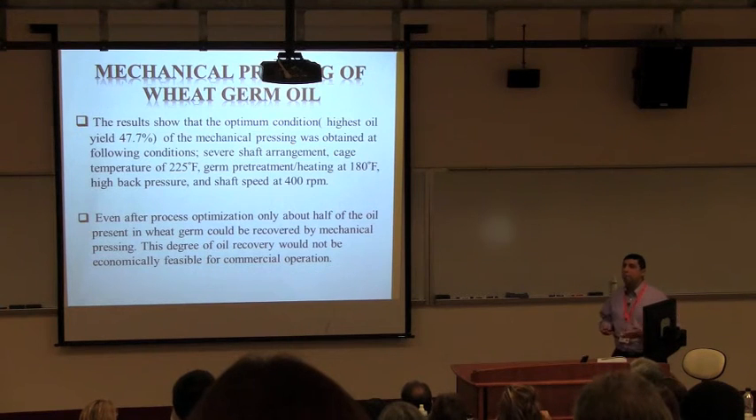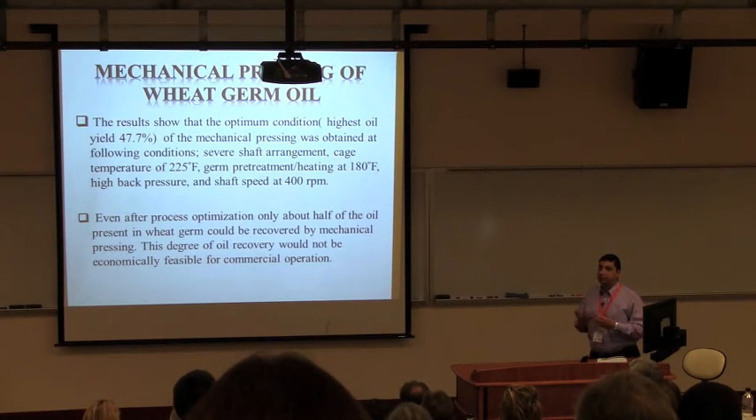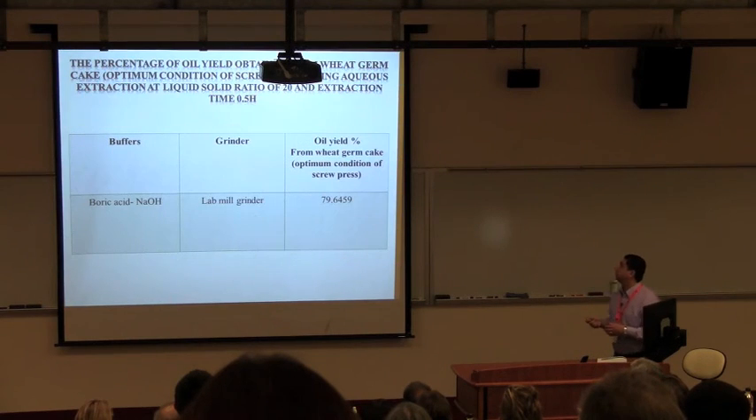For this reason, we are trying to do the second extraction, because this degree of oil recovery would not be economically feasible for commercial operation. So we have 50% oil left in the press cake and also high-value protein. So we are looking for a second extraction step to recover these two important ingredients in the wheat germ cake.